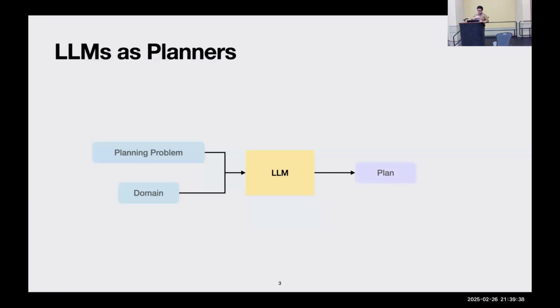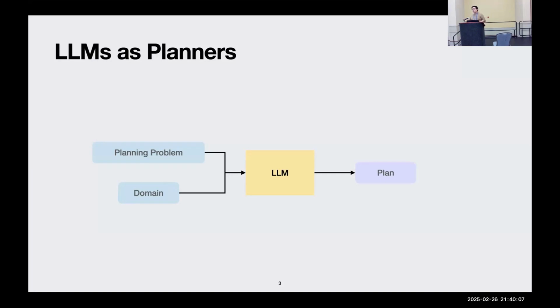In the first bucket, we have LLMs as planners. Here we have some sort of planning problem that gets fed into the LLM along with some domain information, and this is used to directly output the plan. The planning problem can be in natural language, it can be in PDDL, and same with the domain. There are techniques that use both natural language and PDDL or some other specification. And the plan can be a pretty flexible format as well. But generally, the idea is for the LLM to do the actual planning, to be this sort of end-to-end solution.